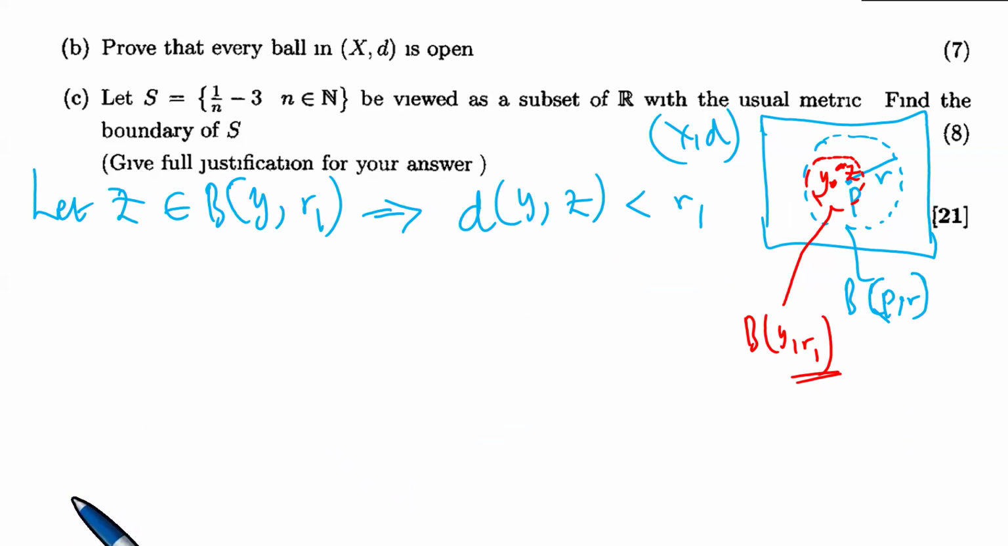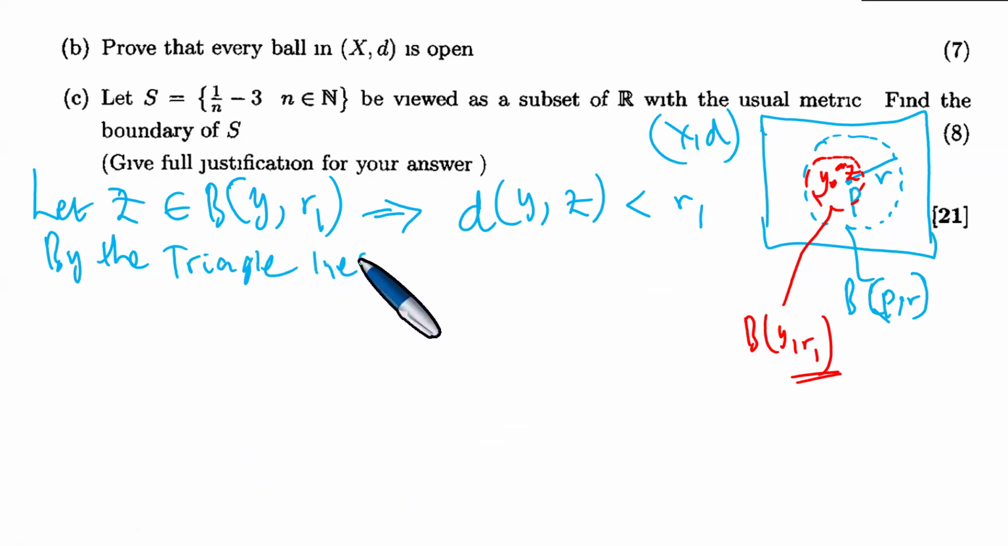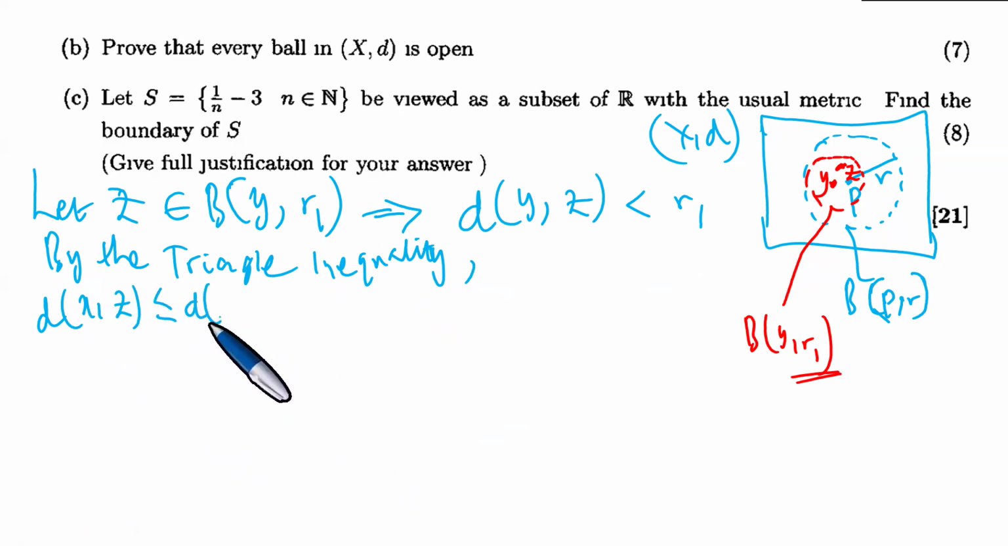With that mentioned, we're just trying to prove this statement for 7 marks. We're almost done with the proof. By the triangle inequality, the distance between X and Z is less than or equal to the distance between X and Y plus the distance between Y and Z.